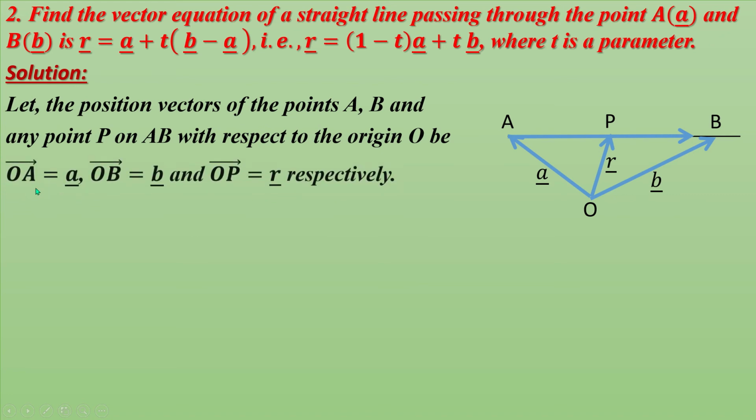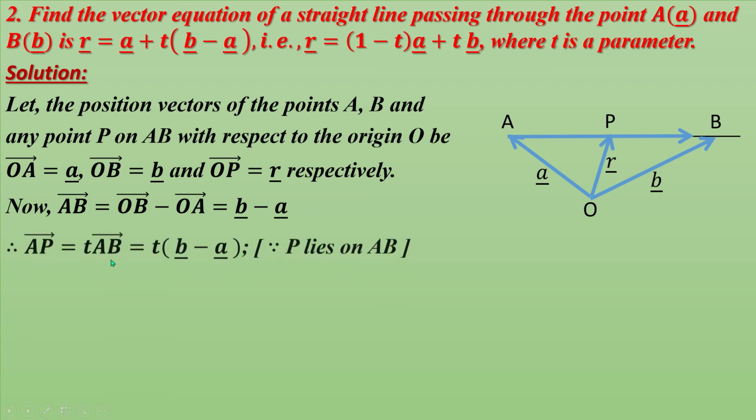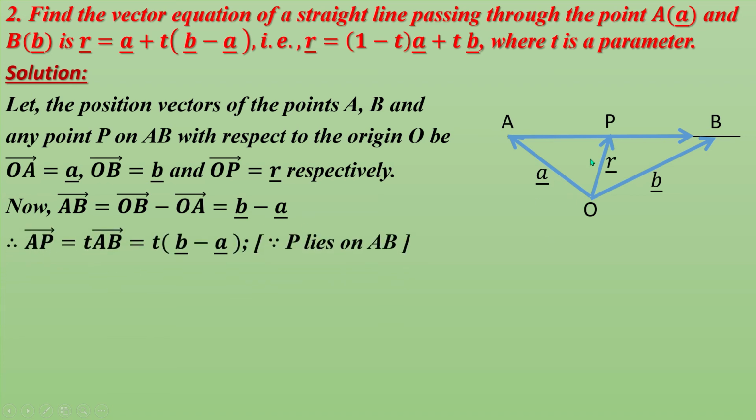Now follow the solution. The position vector OA is equal to a vector, OB is equal to b vector, and OP vector is equal to r vector. Now AB vector is equal to OB vector minus OA vector. Here applying triangle law, OB vector is OA plus AB vector, that means AB is equal to OB minus OA. Clear? b vector minus a vector. Therefore AP vector is equal to t into AB vector, because P lies on the line AB.